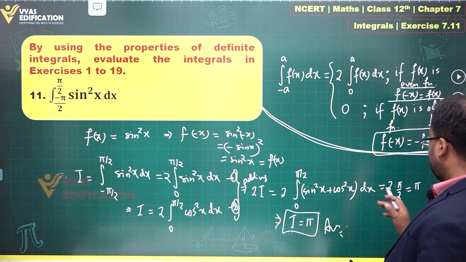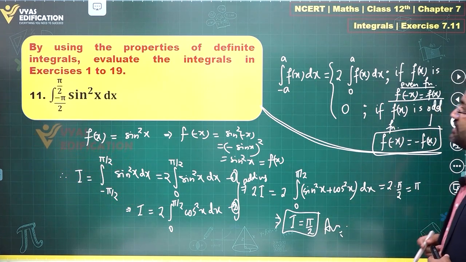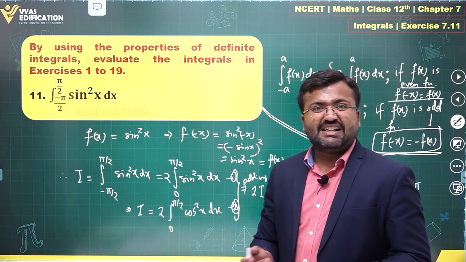And just a minute, 2I is equal to pi, so I will be pi by 2. That's the correct answer for this question, as you can see over here. Right? That's the 11th question for us.